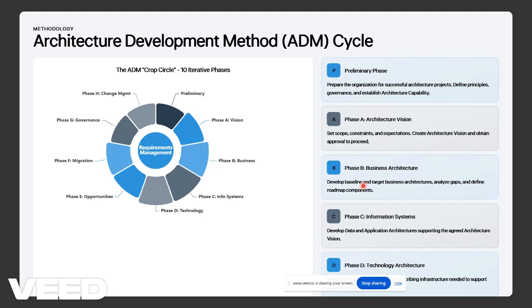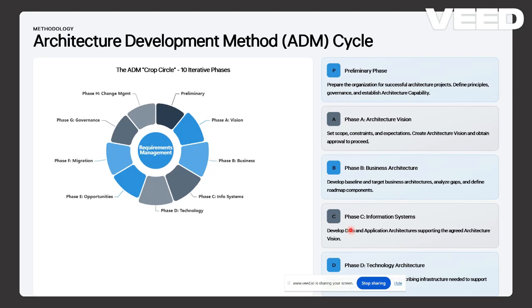Now B is business architecture. Develop the baseline and target business architecture from the business architecture point of view, and analyze the gap in your roadmap of the components. It talks about how you are going to take the business model to the roadmap of the next phase.